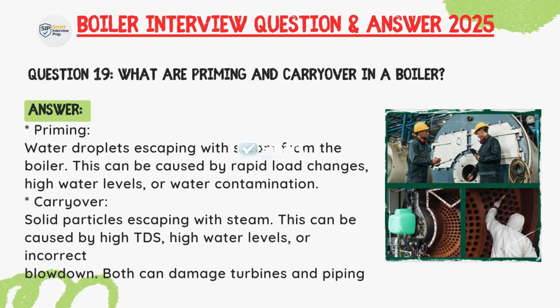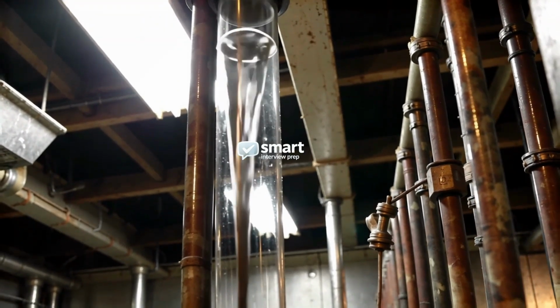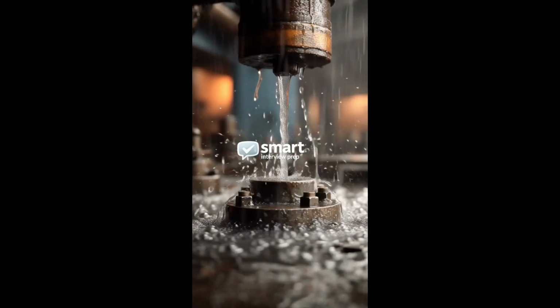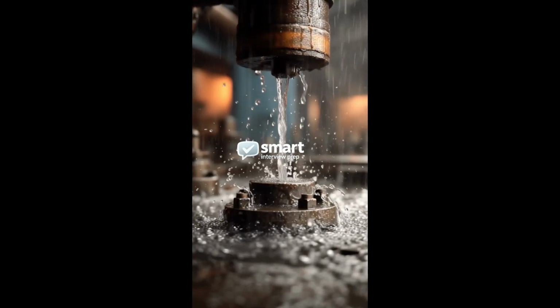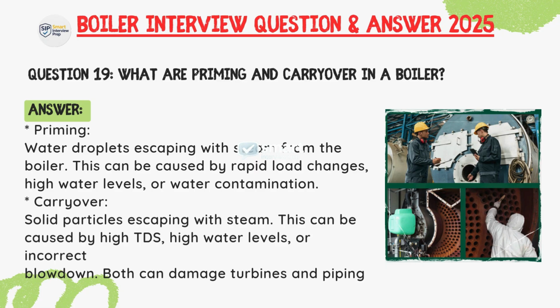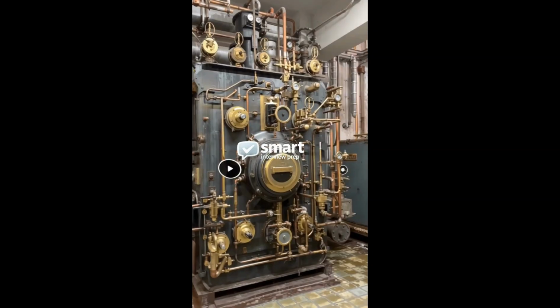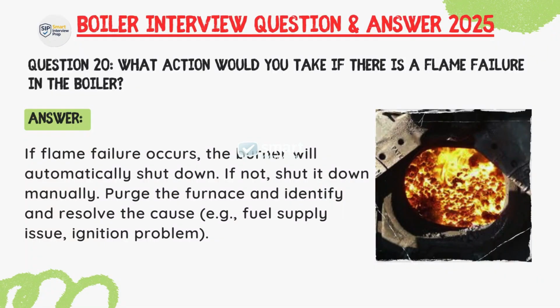Question: What are priming and carryover in a boiler? Answer: Priming: water droplets escaping with steam from the boiler. This can be caused by rapid load changes, high water level, or water contamination. Carryover: solid particles escaping with steam. This can be caused by high TDS, high water level, or incorrect blowdown. Both can damage the turbine and piping.